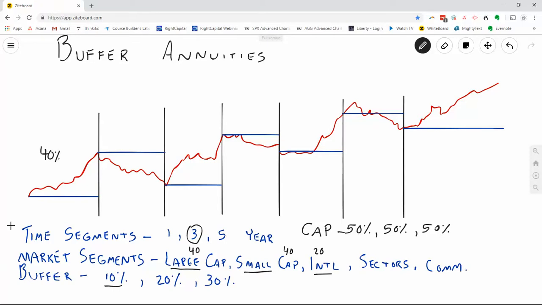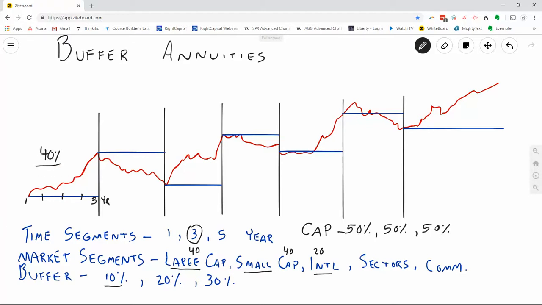So at the end of the 3rd year, now keep in mind, I could take a withdrawal here if I wanted to, or I could take a withdrawal here if I wanted to, or I could take a withdrawal here if I wanted to. Anywhere along the way, if I needed money, I can take it out, no penalty. But let's say at the end of the 3 years, this is a 3-year time segment, let's say it went up by 40%.